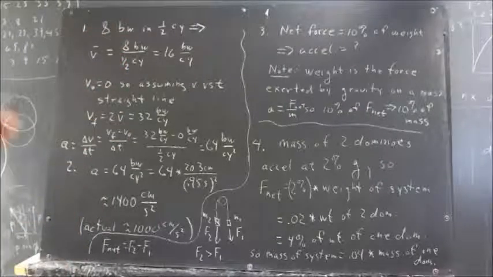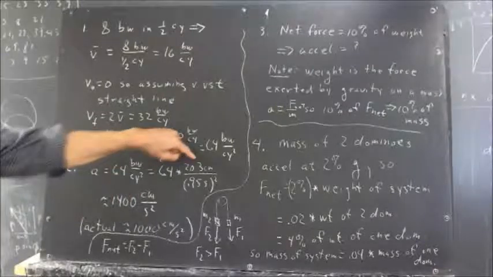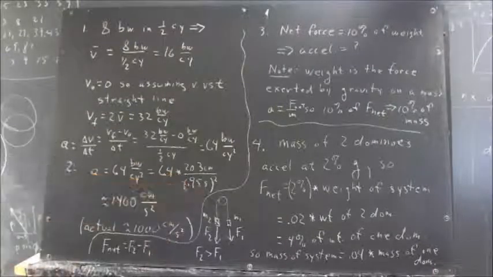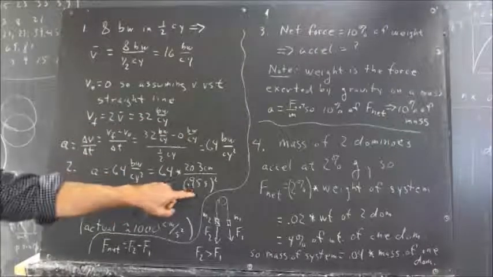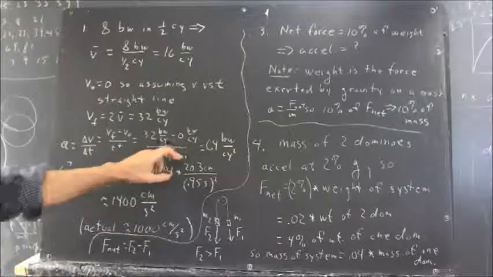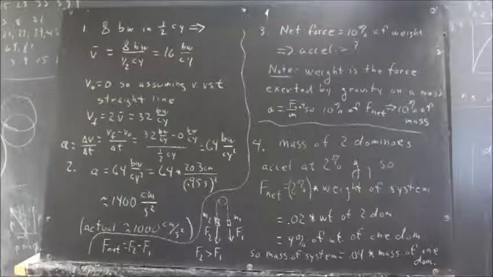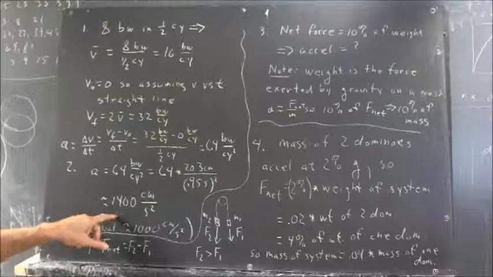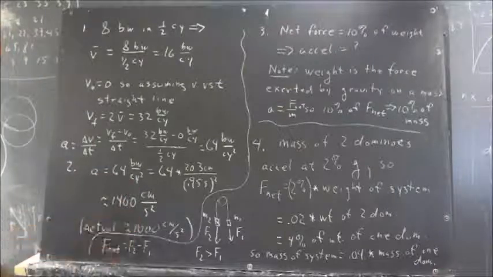Instead, we simply take this result and convert block widths to centimeters and cycles to seconds. So block width is 20.3 centimeters. A cycle is 0.95 seconds. So we can replace block width with the 20.3 centimeters, the cycle with 0.95 seconds, and do the calculation, and we end up with something in the neighborhood of 1,400 centimeters per second squared.